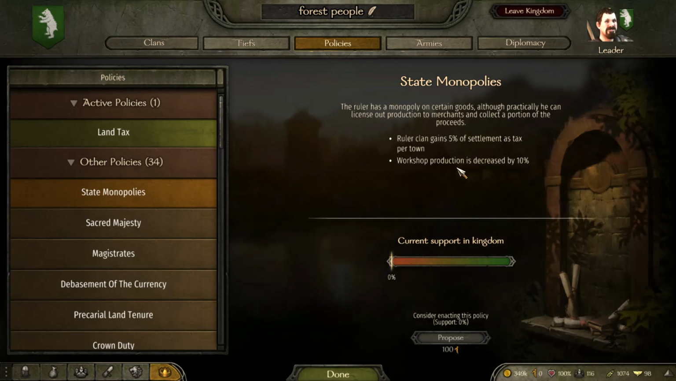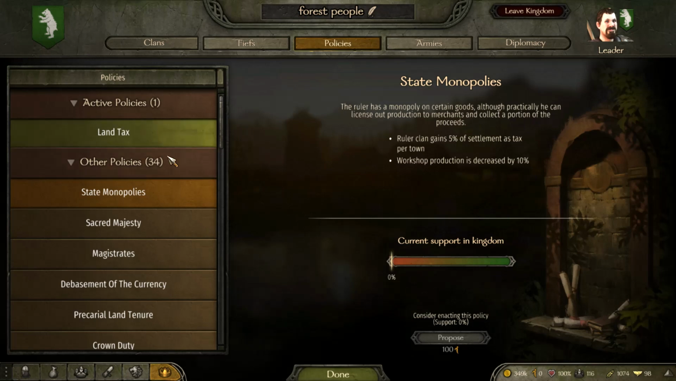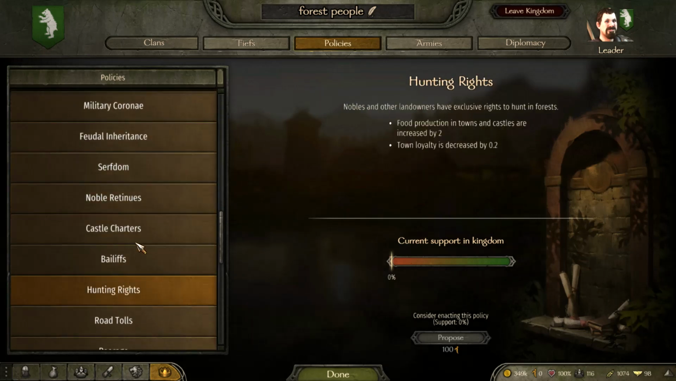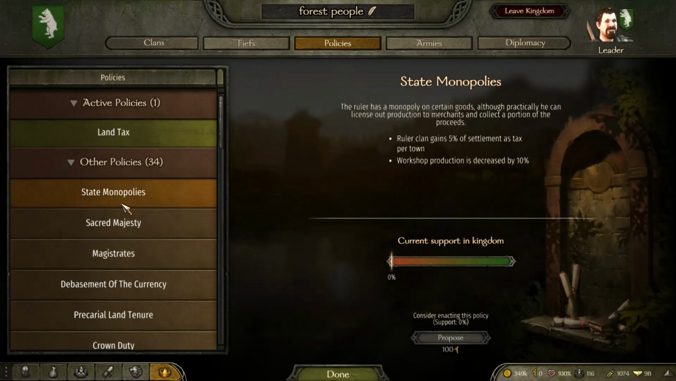It's going to decrease workshop production by 10%, and that will affect you as well as the other clans. That will bring your workshop production down. So probably if you've got some high level towns, it also means you've got high level villages, so you probably want to go for land tax over state monopolies. But essentially you can go for both if you wanted, because you can get all of these if you wanted, but they do counteract each other and they're not all good, so you don't want to have too many.